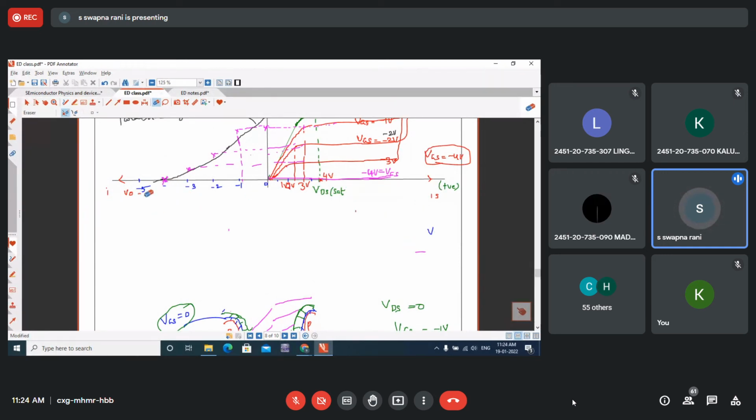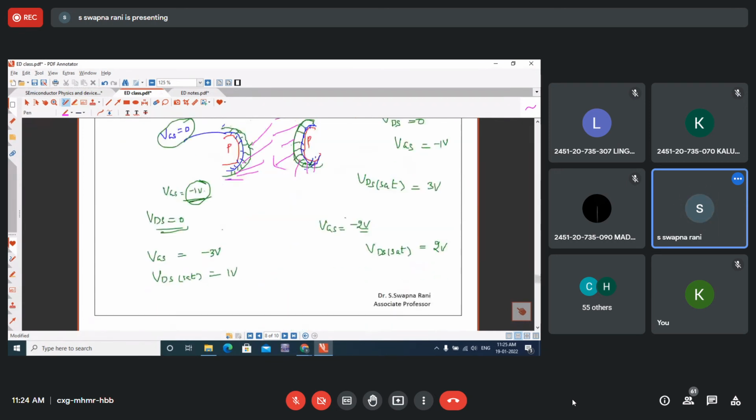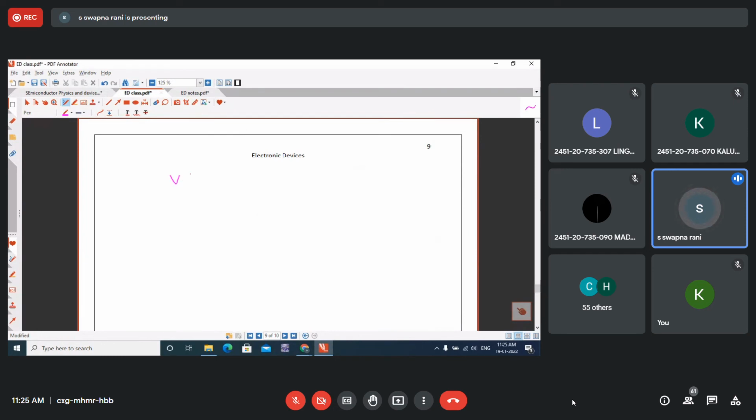So instead of -4 volts, now I will write it as the pinch off voltage. The voltage where the drain current becomes 0 is called the pinch off voltage, so I will write it as VP. So the transfer curve is represented as ID equals IDSS into 1 minus VGS by VP, whole square. This is the equation which represents the transfer curve.